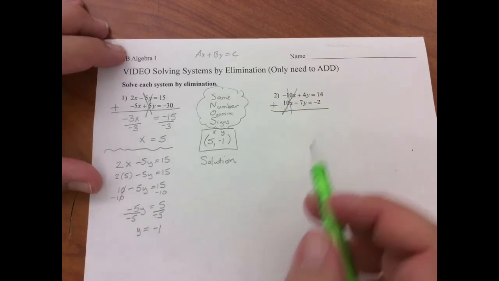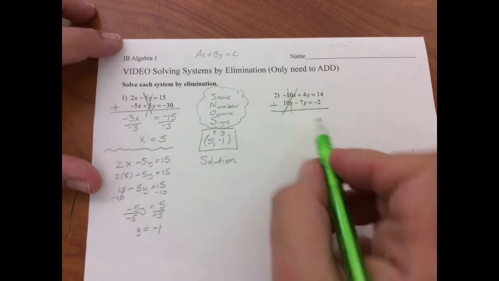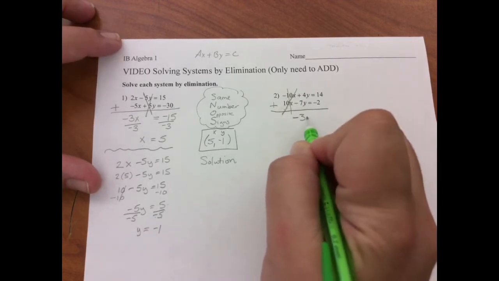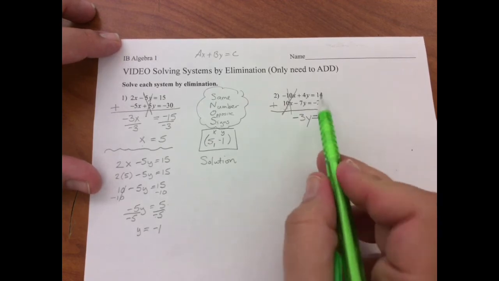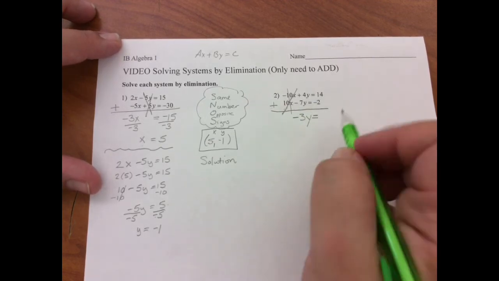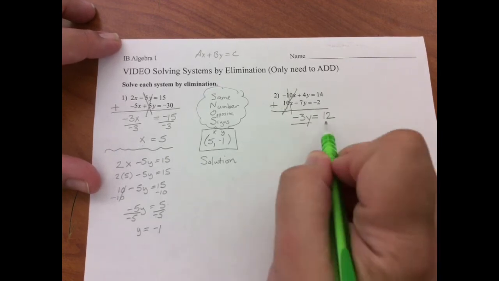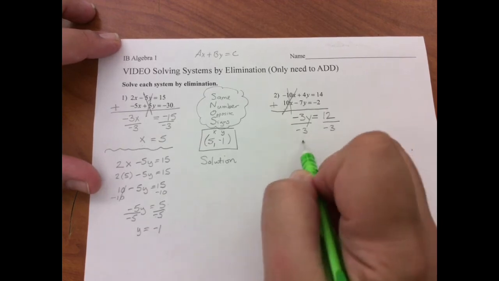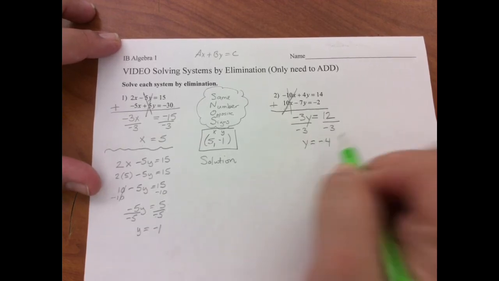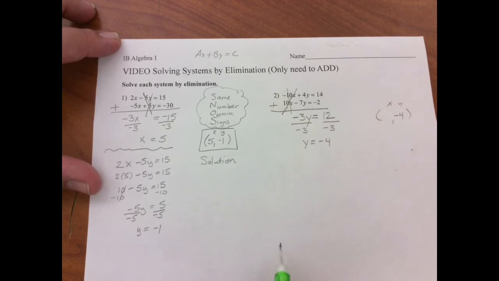Then I'm going to go to the y's. 4y plus negative 7y is negative 3y. 4 plus negative 7 is negative 3. Bring down my equals. 14 plus negative 2 is 12. And now I have this simple equation. I can divide both sides by negative 3 to get the y by itself. Y is going to equal negative 4. So if I think of my solution, I'm halfway there. I've got my y value as negative 4, and now I need to find my x.